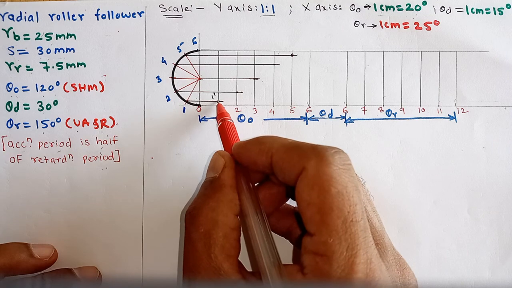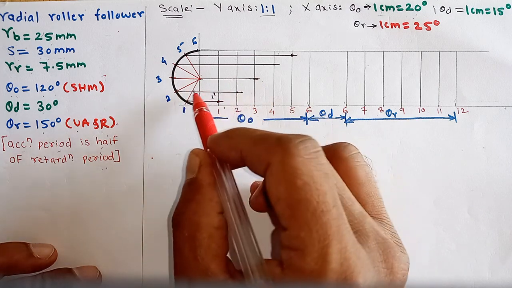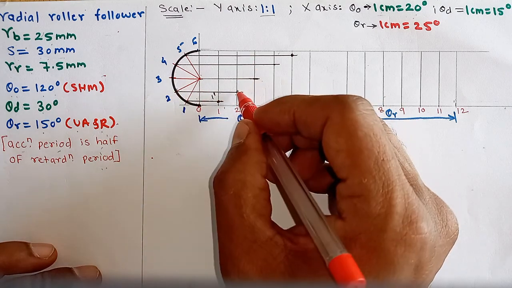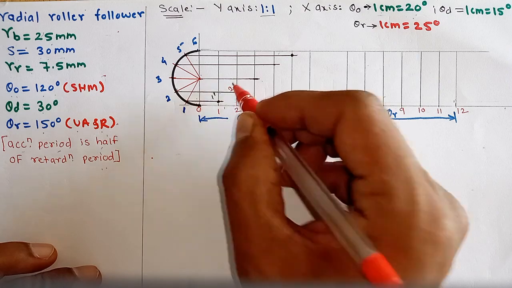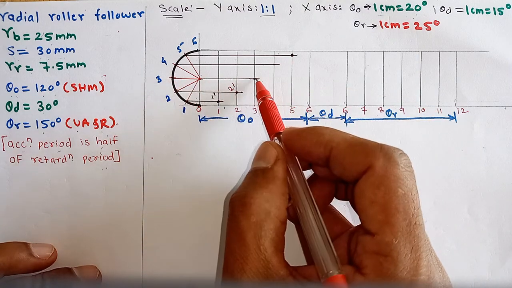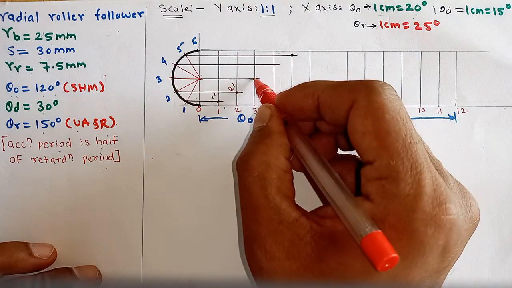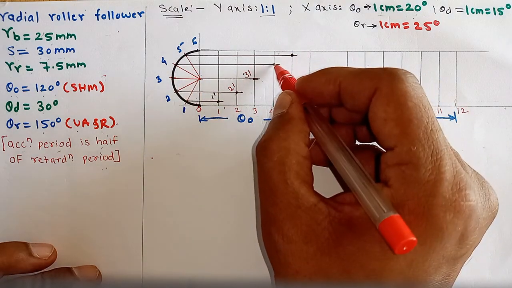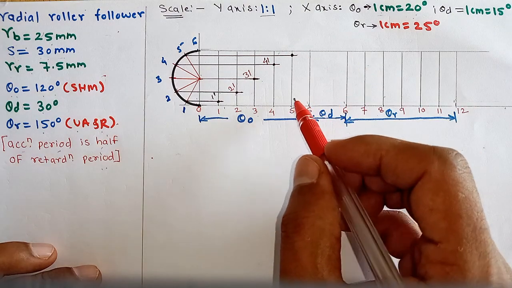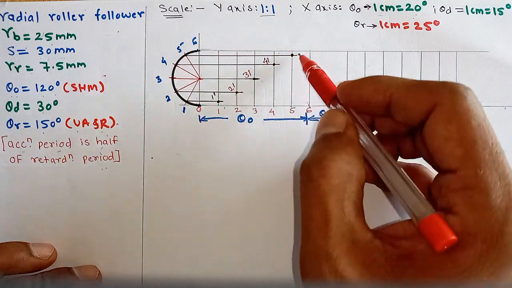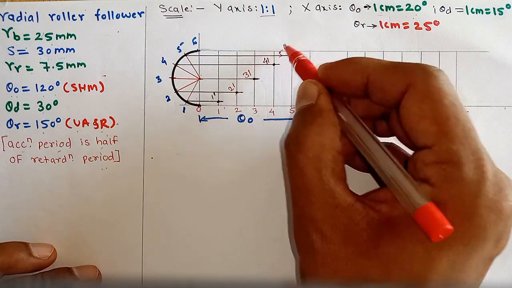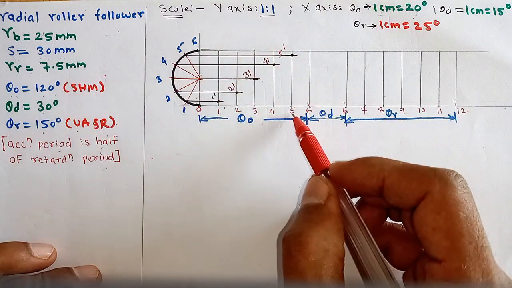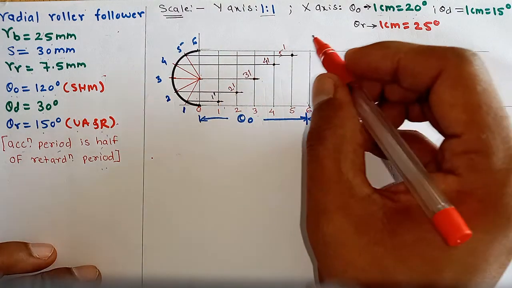So projection line number 1 and division line number 1 intersect at 1 dash, projection line number 2 and division line number 2 will intersect at 2 dash. Projection line number 3 and division line number 3 will intersect at 3 dash. Line number 4 and division line number 4 at 4 dash. Projection line number 5 with division line number 5 at 5 dash and projection line number 6 with division line number 6 at 6 dash.